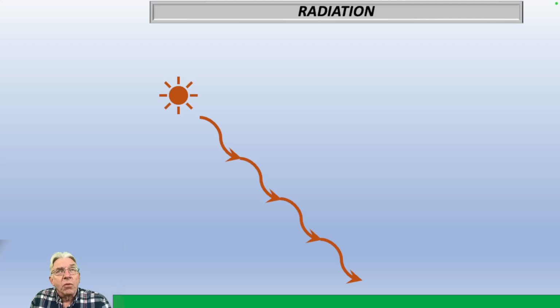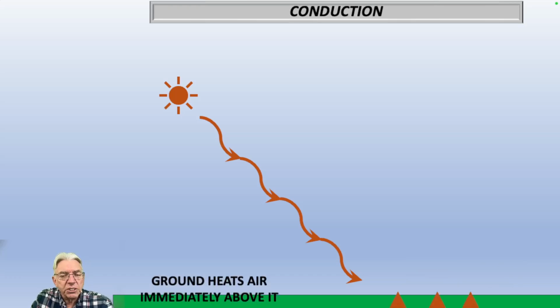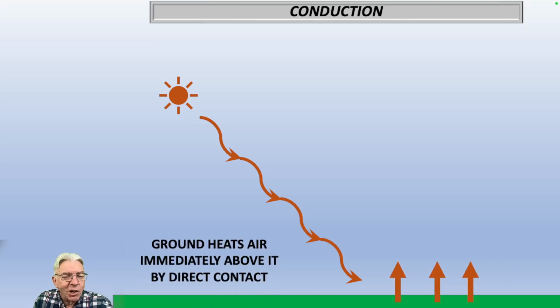So, radiation, we've got our sun up there and it's sending off these electromagnetic waves at various different wavelengths, but those waves then travel toward the ground. Now again, part of it is reflected back to space, part of it is absorbed by the atmosphere, but more than anything else, it is absorbed by the ground, okay? So the ground absorbs the solar radiation. Then, through the process of conduction, the ground heats the air immediately above it by direct contact. Now we're just talking about like the lowest few centimeters of the atmosphere, okay? Right above the ground, that warming ground is heating the air above it by virtue of direct contact, okay?